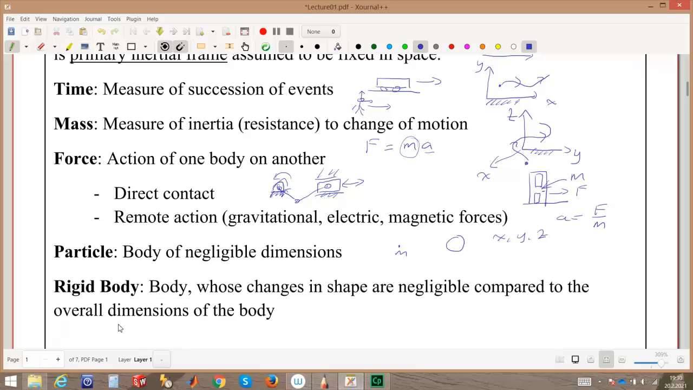That means the shape of this body does not change under the influence of any forces. So the deformation of this body doesn't really happen. If a body does not deform, or it deforms but its deformation is negligible compared to its overall dimension, then we call this body a rigid body. But like I said, this is just an assumption.